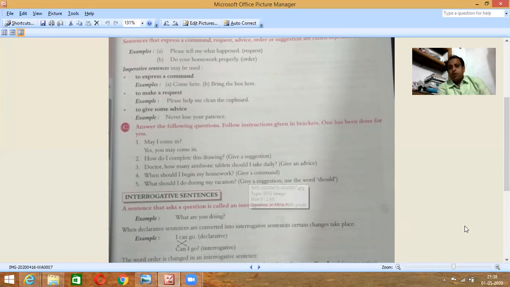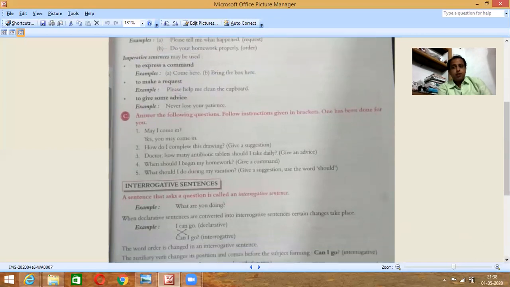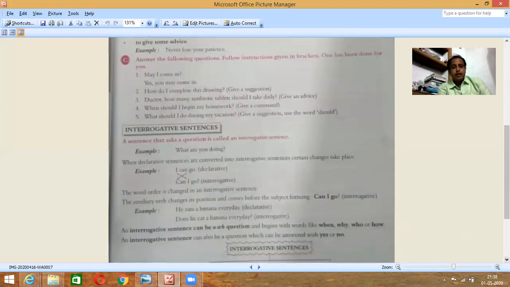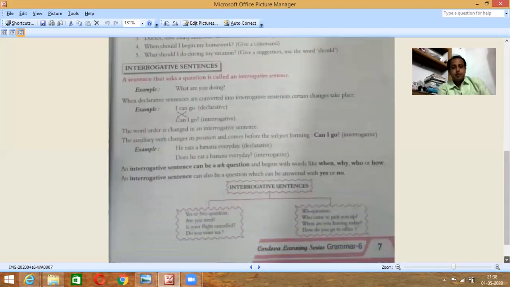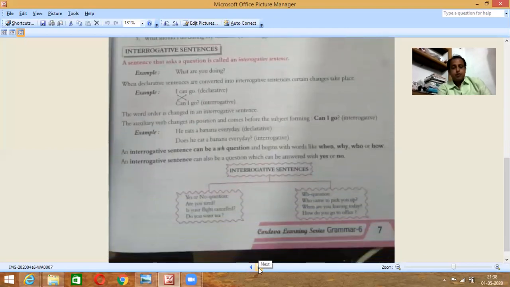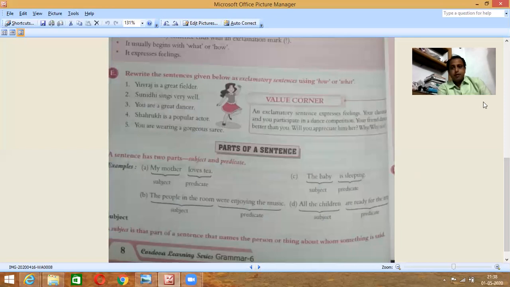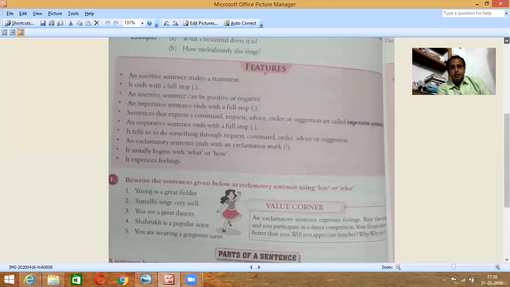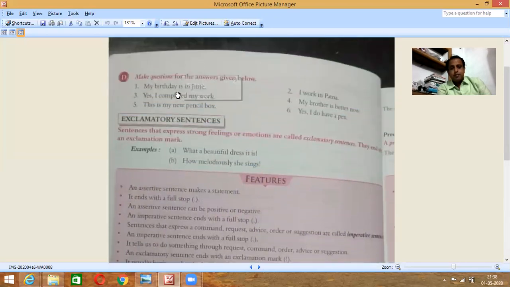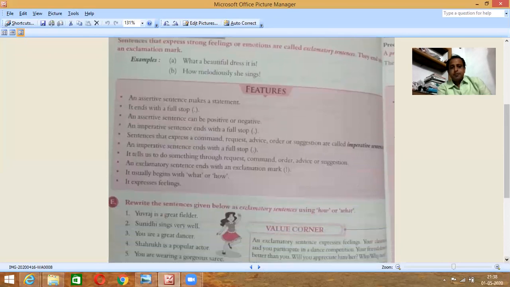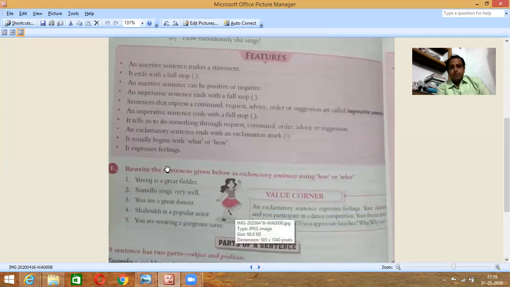Now, what is today's homework? You will start from exercise D. If you want to do exercise D, you will start from here. I have explained it in my previous video. Today I have also sent another video about kinds of sentences and also the parts of sentences. So this D and E part is about kinds of sentences. It is about exclamatory sentences. You have to do it.